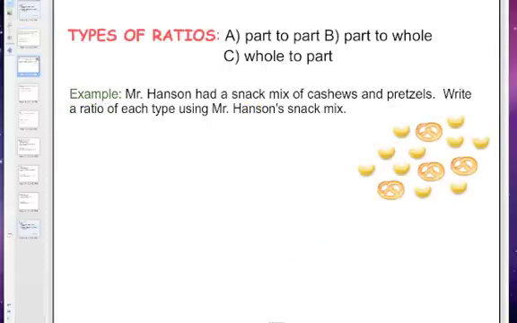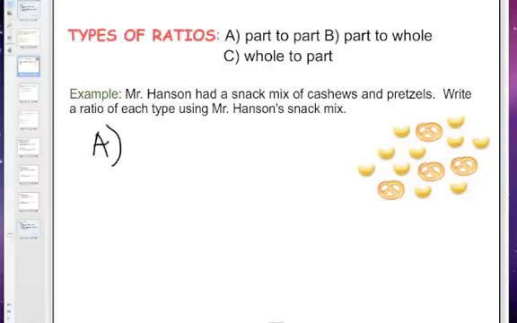In addition to having three different ways you can write a ratio, there's also three types of ratios. The first type is part to part, the second is part to whole, and the third is whole to part. So now we'll have Mr. Hansen. He's got a snack mix of cashews and pretzels, and we're going to show different ratio types using that snack mix.